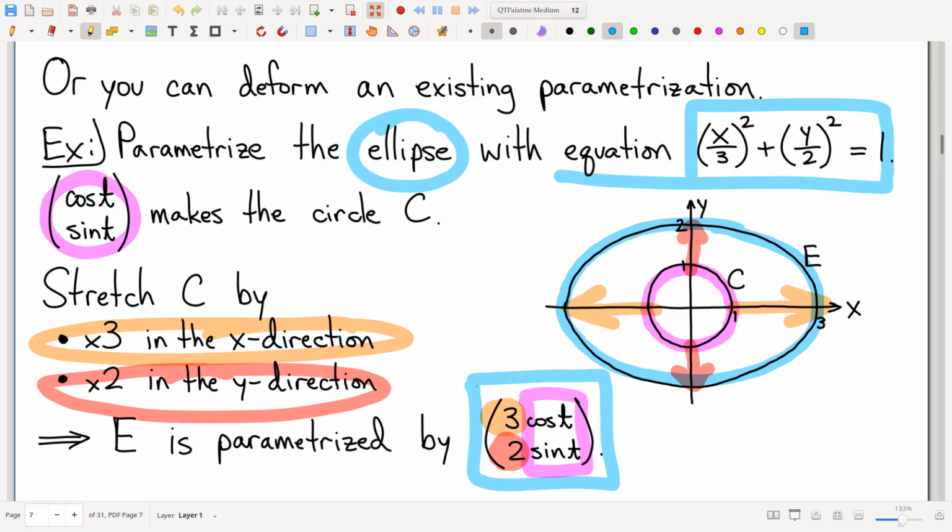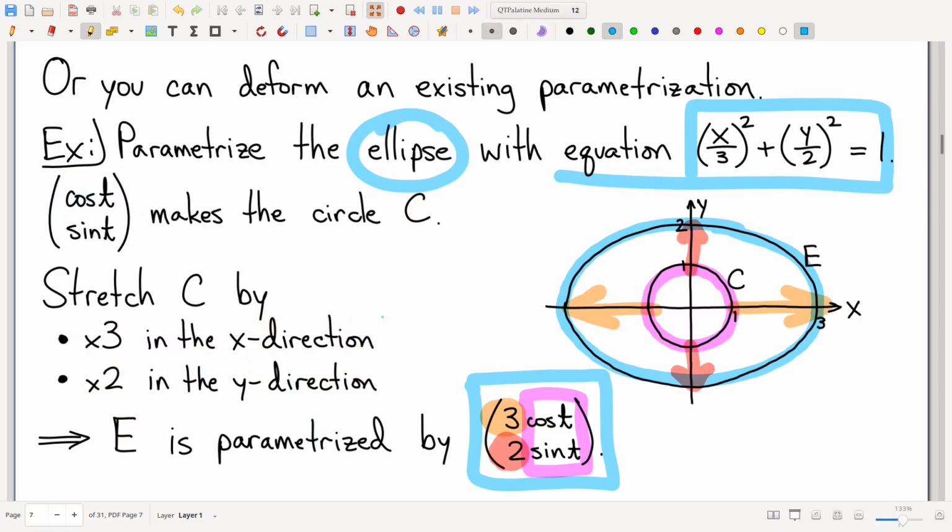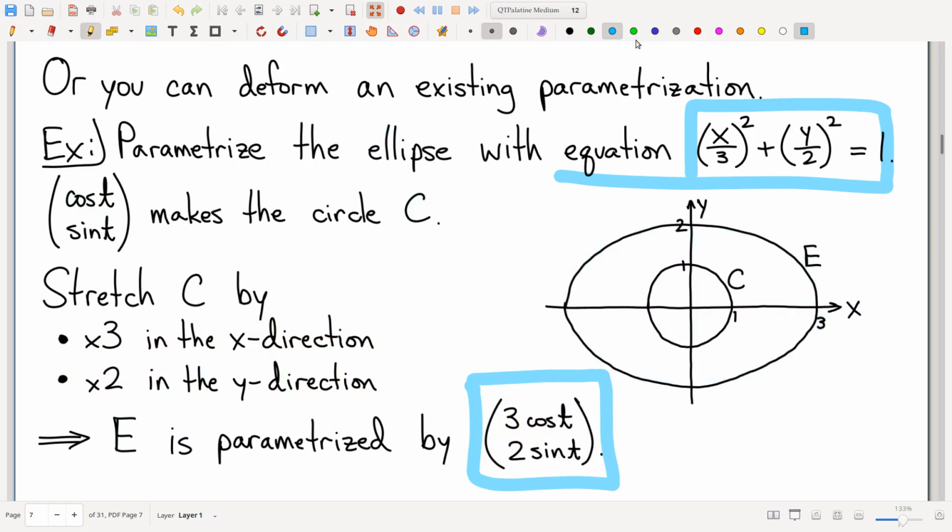Now, if you are uncertain whether this worked, visually it's pretty satisfying to say that the blue is just a stretched out version of the purple. But is it exactly that, or is it just kind of like that? How do I know that this actually works? This is actually an easy confirmation, because I can take this formula right here and plug it into that equation and it just full on works. So we declare victory. Everybody good?